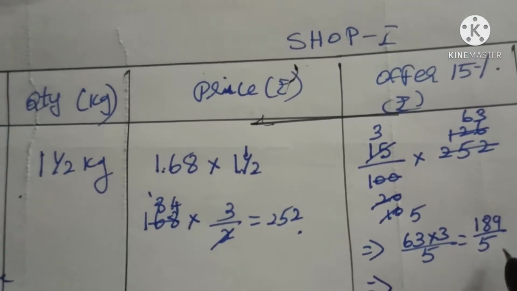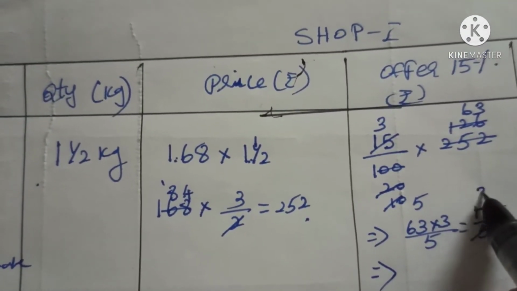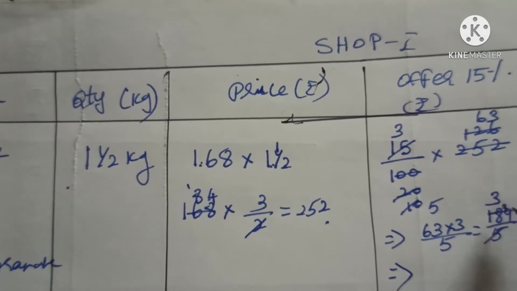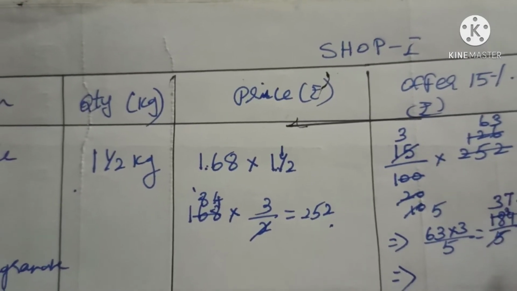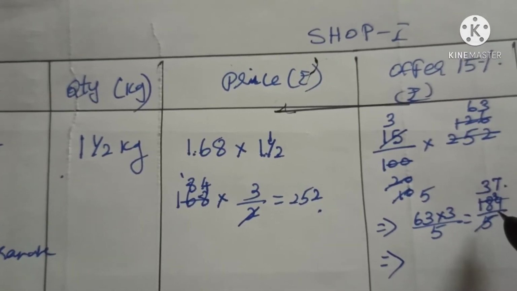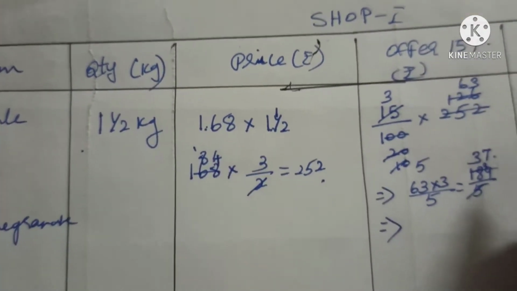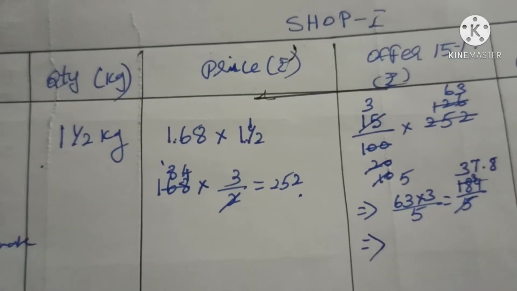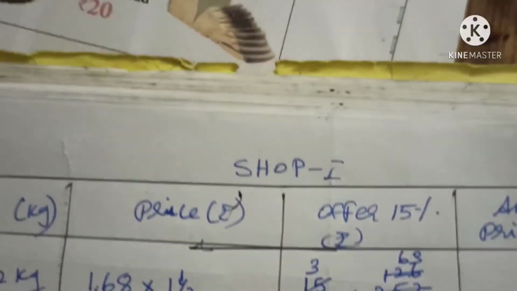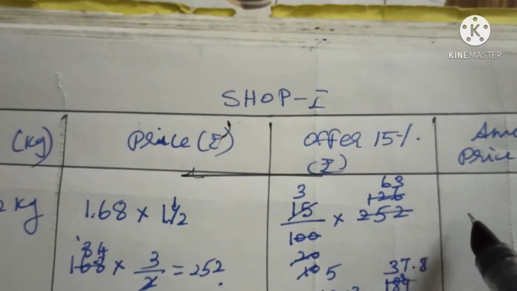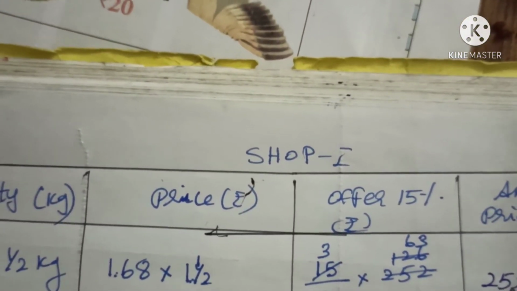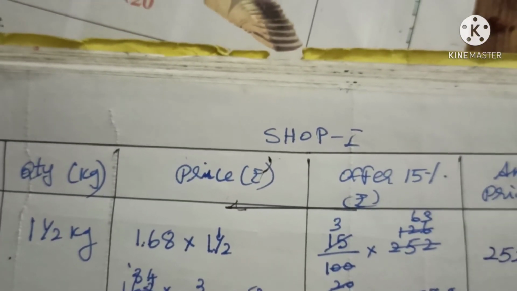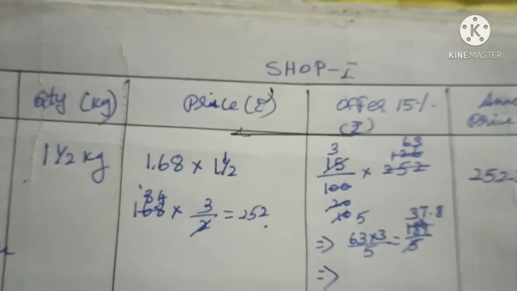189 divided by 5. So 5 3s are 15. Then carry 3. 5 7s are 35. And then 5 8s are. Therefore the offer price amount is equal to 252 minus 37.8, which is equal to 214.20.